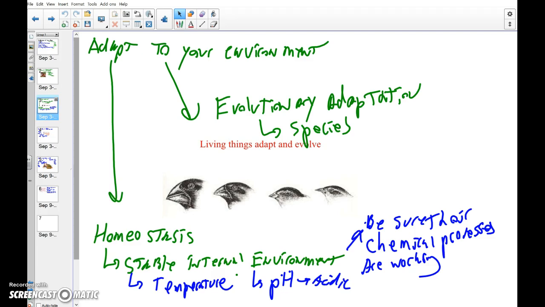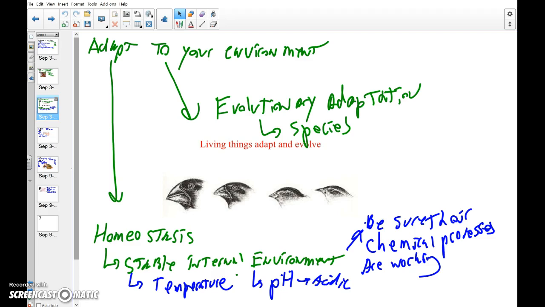A couple of good examples are temperature. We all know the human body maintains a temperature of 98.6 degrees. That temperature is maintained even if it's 100 degrees out, or even if it's 40 degrees out. And maintaining that temperature, and what's needed to do that, is an example of homeostasis.